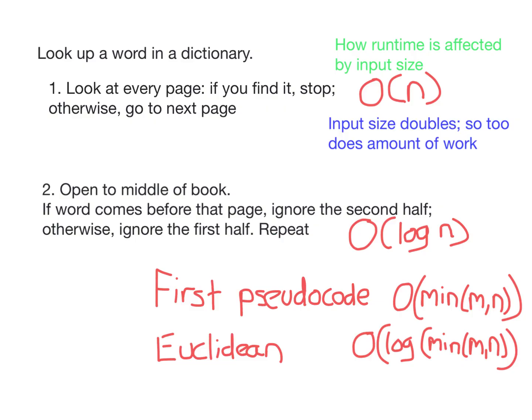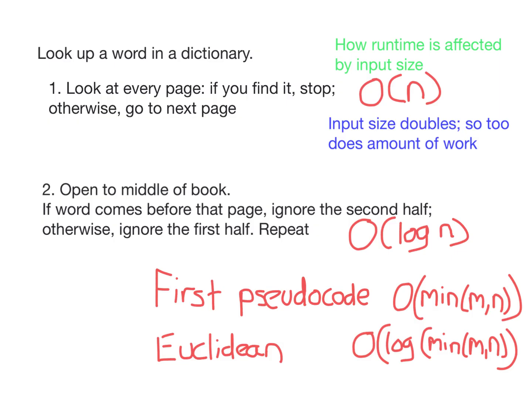So if you were looking up a word in a dictionary, you could check every single page until you get to the word, or you could successively halve the book to make your search quicker. Most people naturally would do something like this. So the first algorithm, very inefficient.